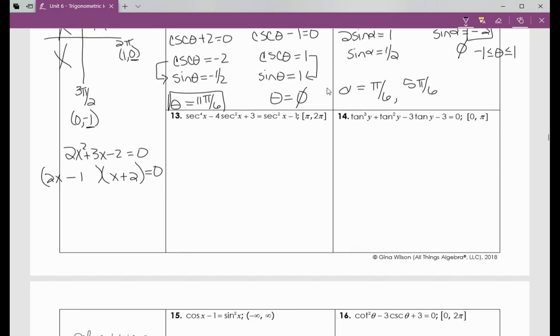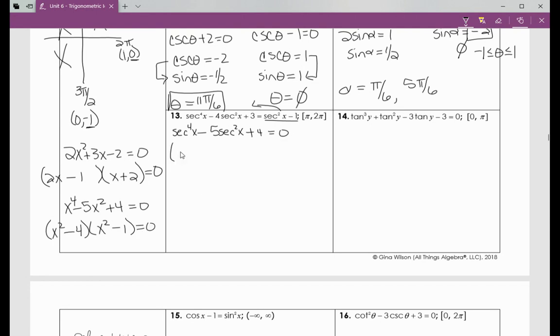The last two examples, we are still going to factor. So here I'm going to move these two terms to the other side. So that is going to be secant to the 4th x minus 5 secant squared plus 4. So what I am factoring is x to the 4th minus 5x squared plus 4. So that would be x squared minus 4 and x squared minus 1.